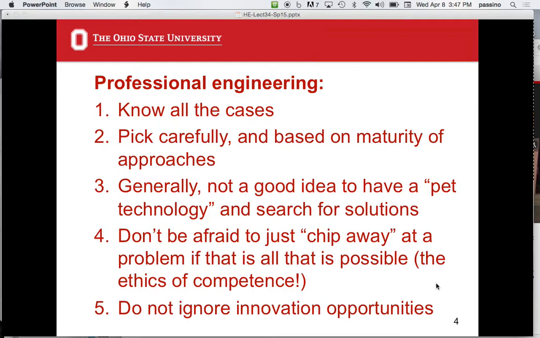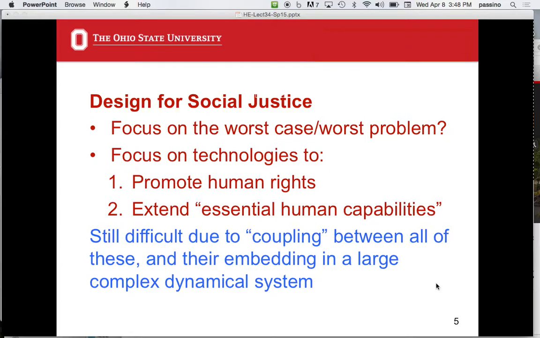Sometimes you run into a problem, and it really makes a lot of sense to chip away at the problem. In other words, give a partial solution with the technology, fix it again in 5 years type approach. And of course, you pay attention to innovation. Now, there's a number of ways to approach designs.